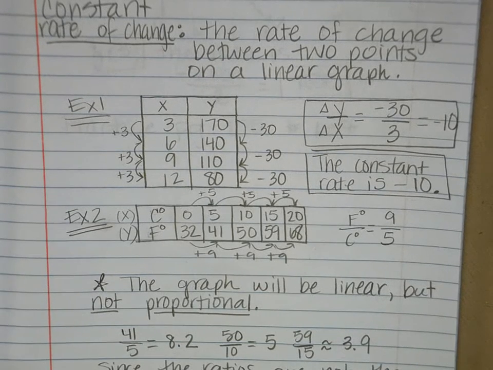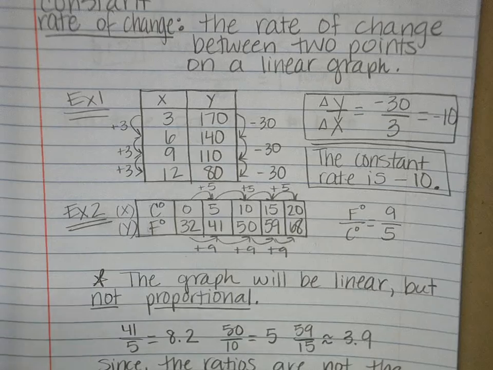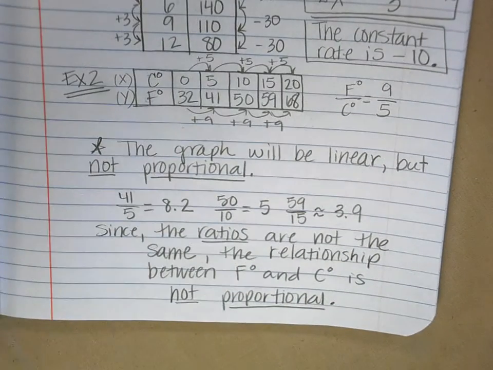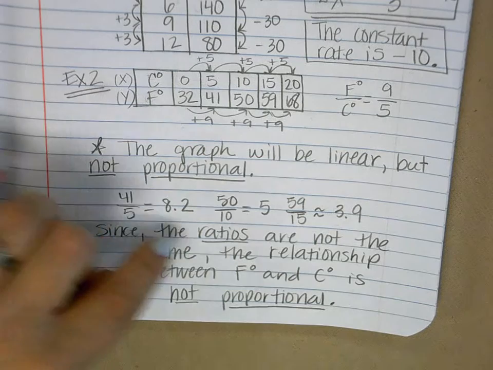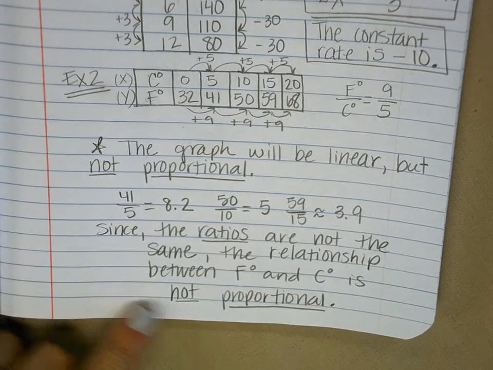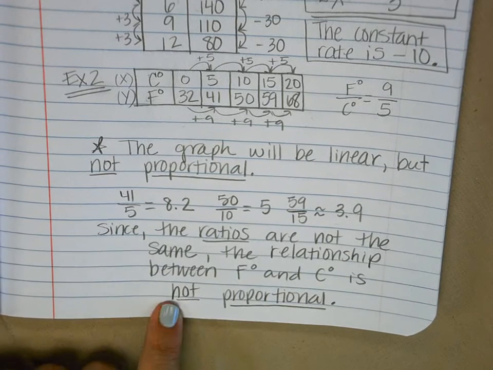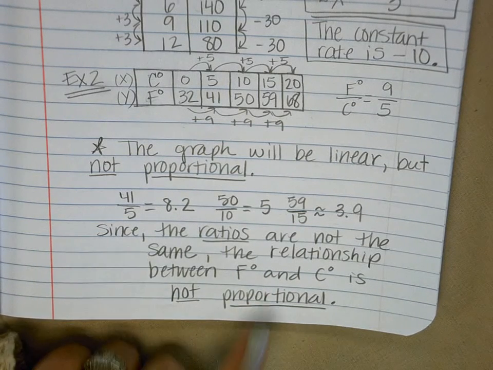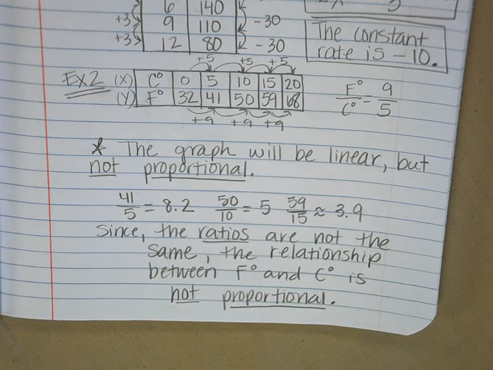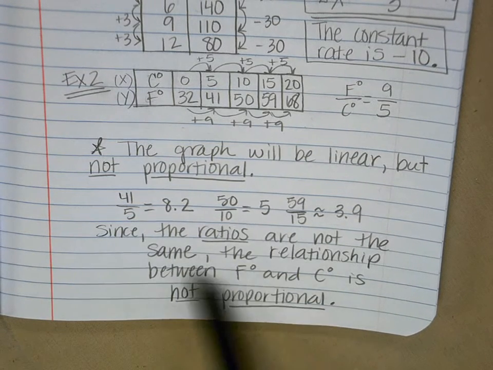All right, so since the ratios are not the same, that means 41 to 5 does not equal 50 to 10, okay? Since the ratios are not the same, the relationship between Fahrenheit and Celsius is not proportional. So that's what I just said, and that's what it is in words, okay? If you need to comment on anything being not proportional on a test or quiz, you could say something like that. Just change your units, whatever it was.